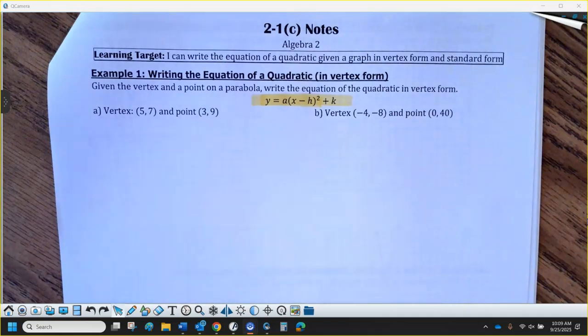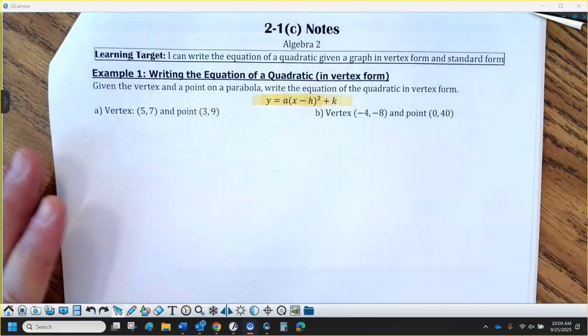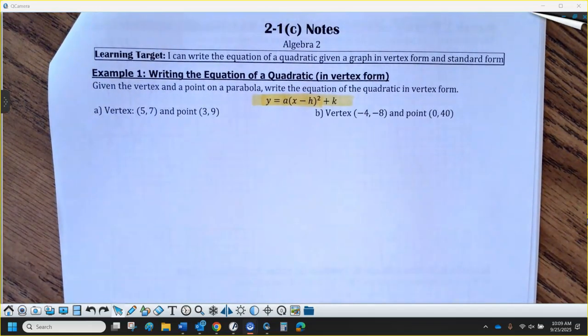But anyway, what we're going to do is write an equation that goes through these two given points. Now, if you have the vertex and a point, then you can write vertex form. We're going to do standard form in a couple seconds. That's not enough information for standard form, but this is enough information for vertex form.